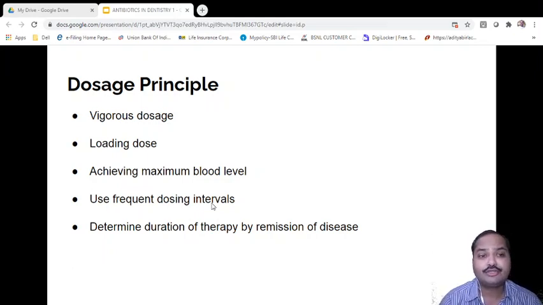Then, to determine the duration of the therapy by remission of the disease. Now, in determining that duration, we have to give the therapy, wait for the remission, and then stop the therapy after some time when the infection has resolved.